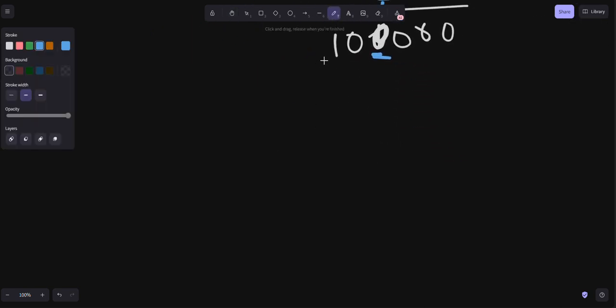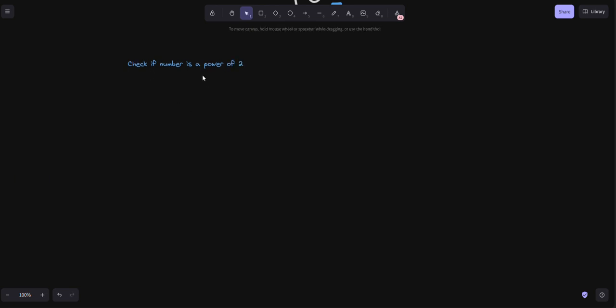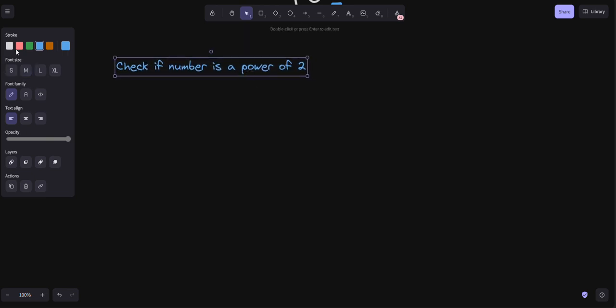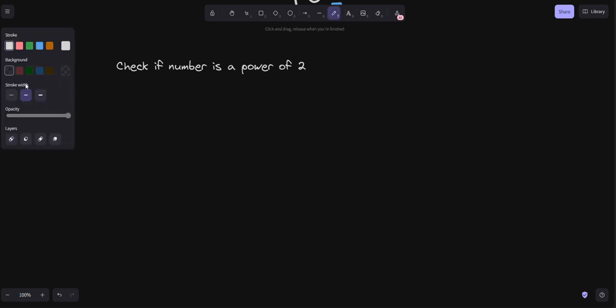Got it? Now, one more question, which is also a good question, and from here you will get more tips and tricks for competitive level. So please stay with me. Check if a number is a power of 2. This is a really important question. You can do this with the brute force method again, or anything you want.